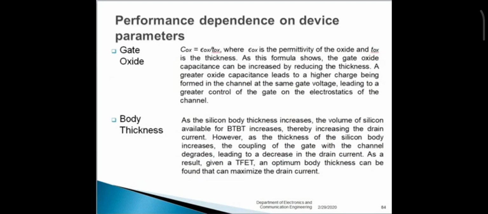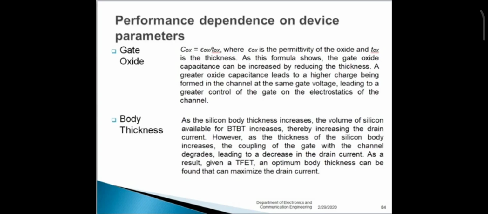First is to insulate the gate, and the second is to enable the gate to control the electrostatics in the channel. Since the oxide is an insulator, the gate oxide prevents current leakage from the channel to the gate. The oxide capacitance is given by Cox equal to epsilon ox divided by Tox, where epsilon ox is the permittivity of the oxide and Tox is the thickness of the oxide material.